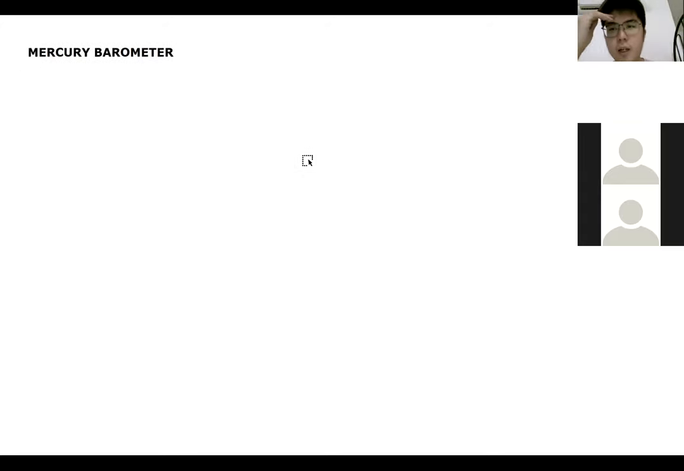Okay, you see, all these barometer, manometer, U-tube manometer, J-tube manometer, all these manometers and barometers are used to measure the pressure of gases. Either can be atmospheric gas or any enclosed gas. So mercury barometer, usually they are used to measure the atmospheric pressure.